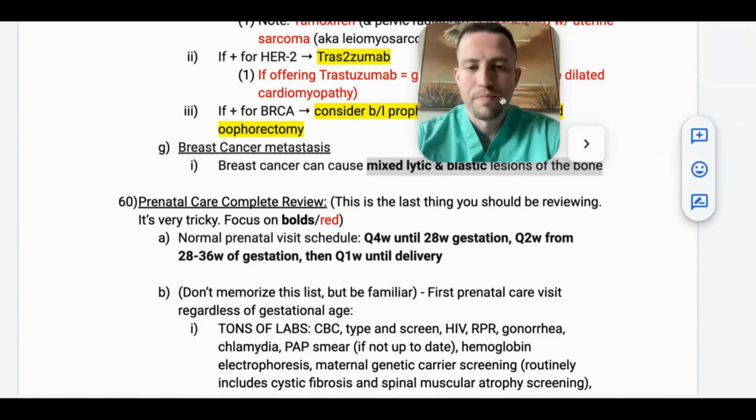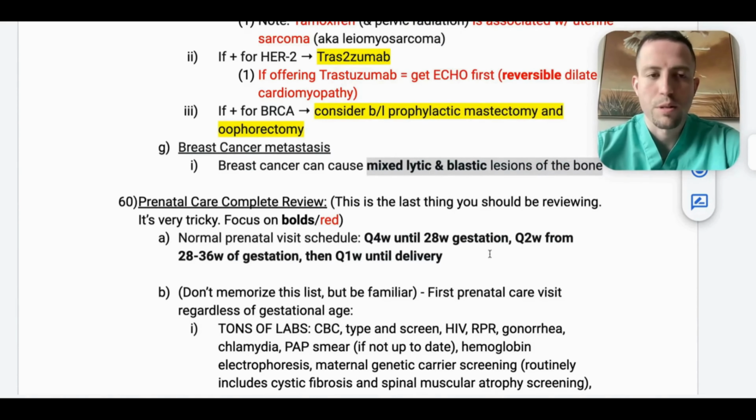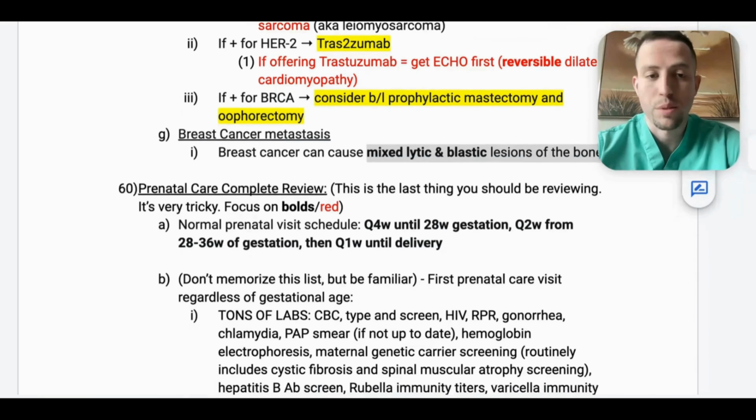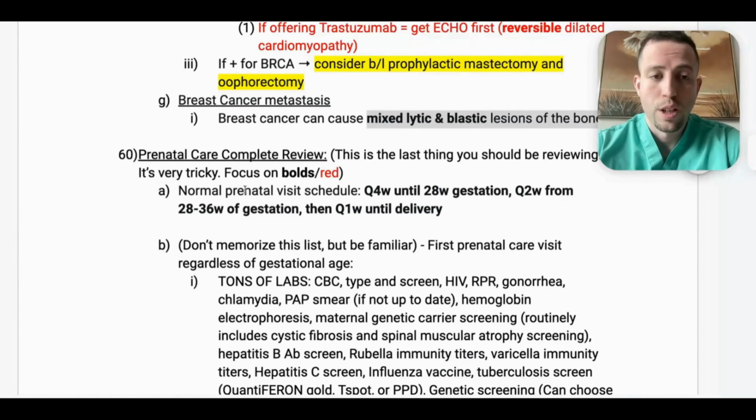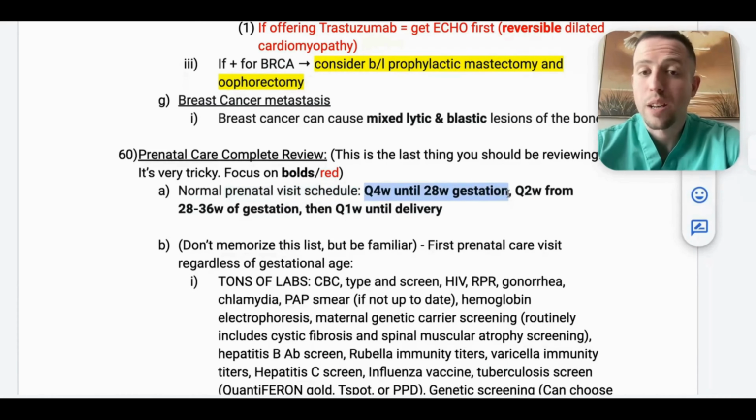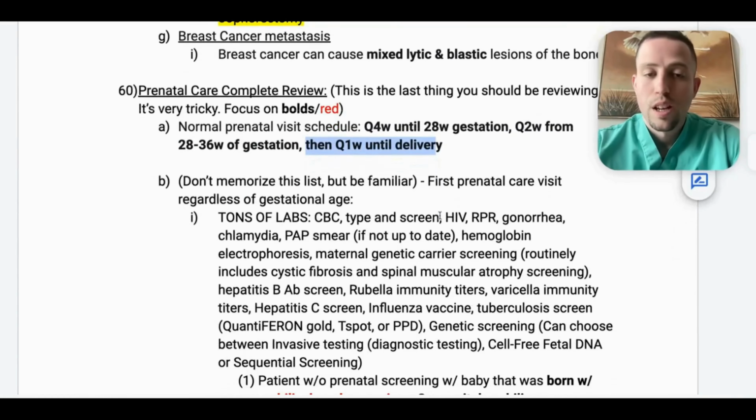All right, so let's dive right into this prenatal care complete review. The normal prenatal visit schedule is every 4 weeks until 28 weeks gestation, and then every 2 weeks from 28 to 36 weeks of gestation, and then every single week until delivery after that. Do not memorize this list, but be familiar.